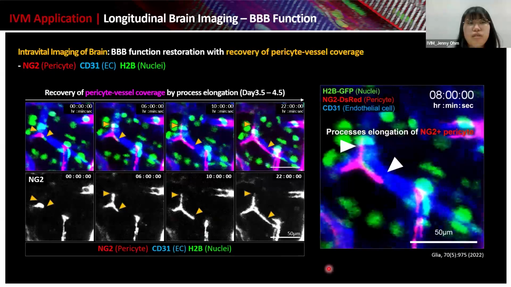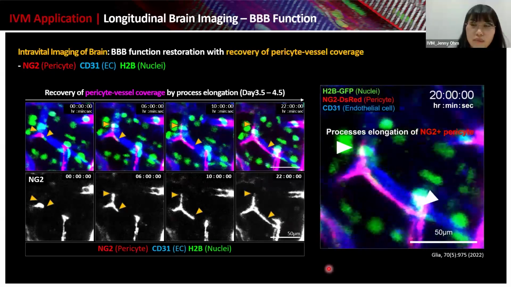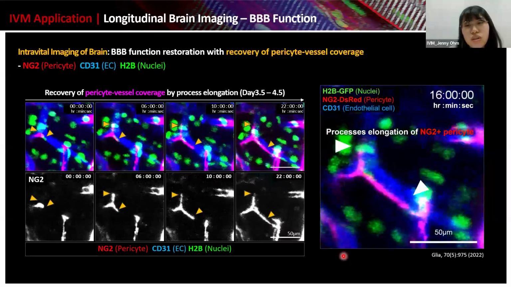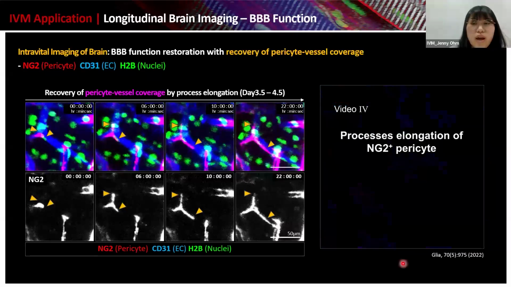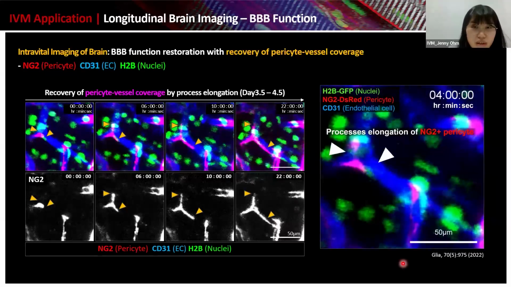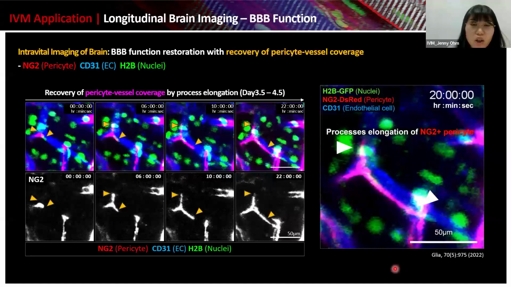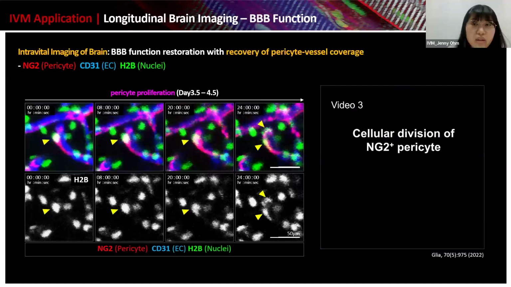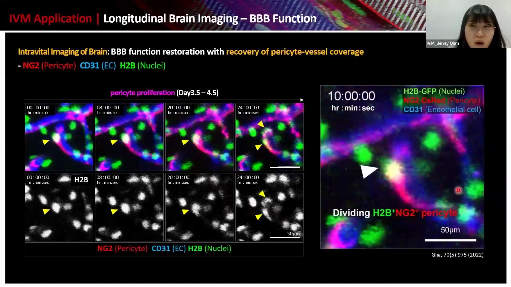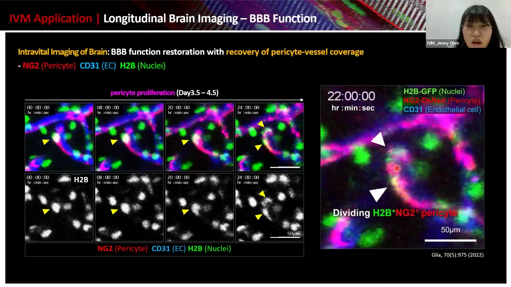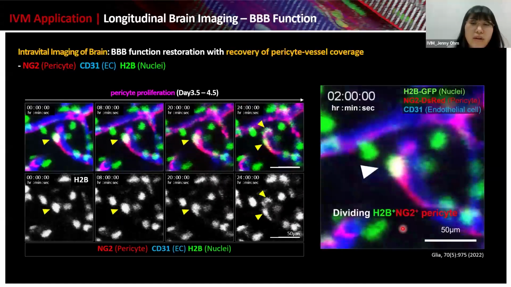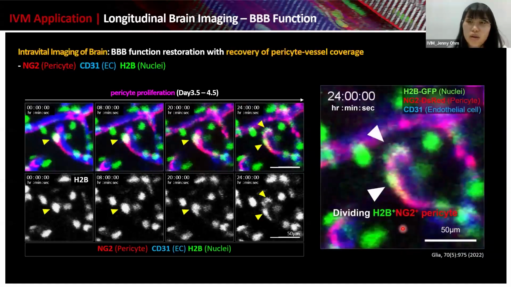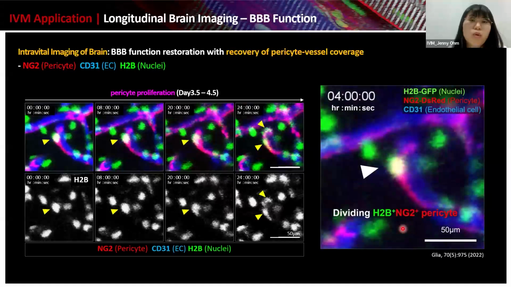So for our next investigation, we aimed to identify which cell types contributed to the recovery of vascular leakage around day 3 to day 5 time point. Our results showed that the NG2 positive pericytes here, you can see in the video, underwent elongation. And as I will show you in my next slide, it also went through division along the vascular cell walls following microinfarction. So these findings suggest that pericytes play a very direct role in the restoration of the blood-brain barrier integrity along with recovery from strokes or infarction.